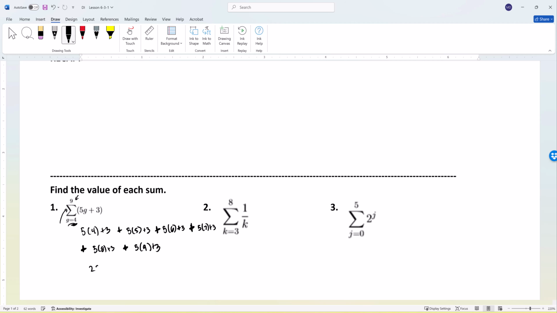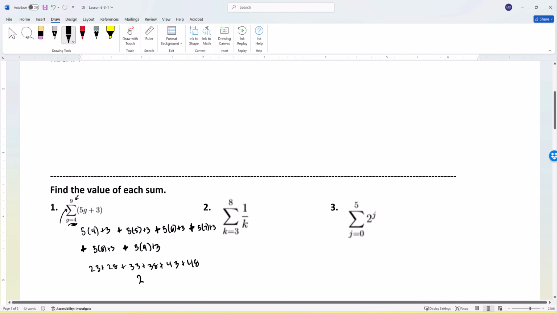So 20 plus 3 is 23. 28 plus 33. 38 plus 43 plus 48. 1, 2, 3, 4, 5, 6. And so now we just enter those into our calculator. And so entering those into our calculator, 23 plus 28 plus 33 plus 38 plus 43 plus 48. So that's 213. And so this equals 213.